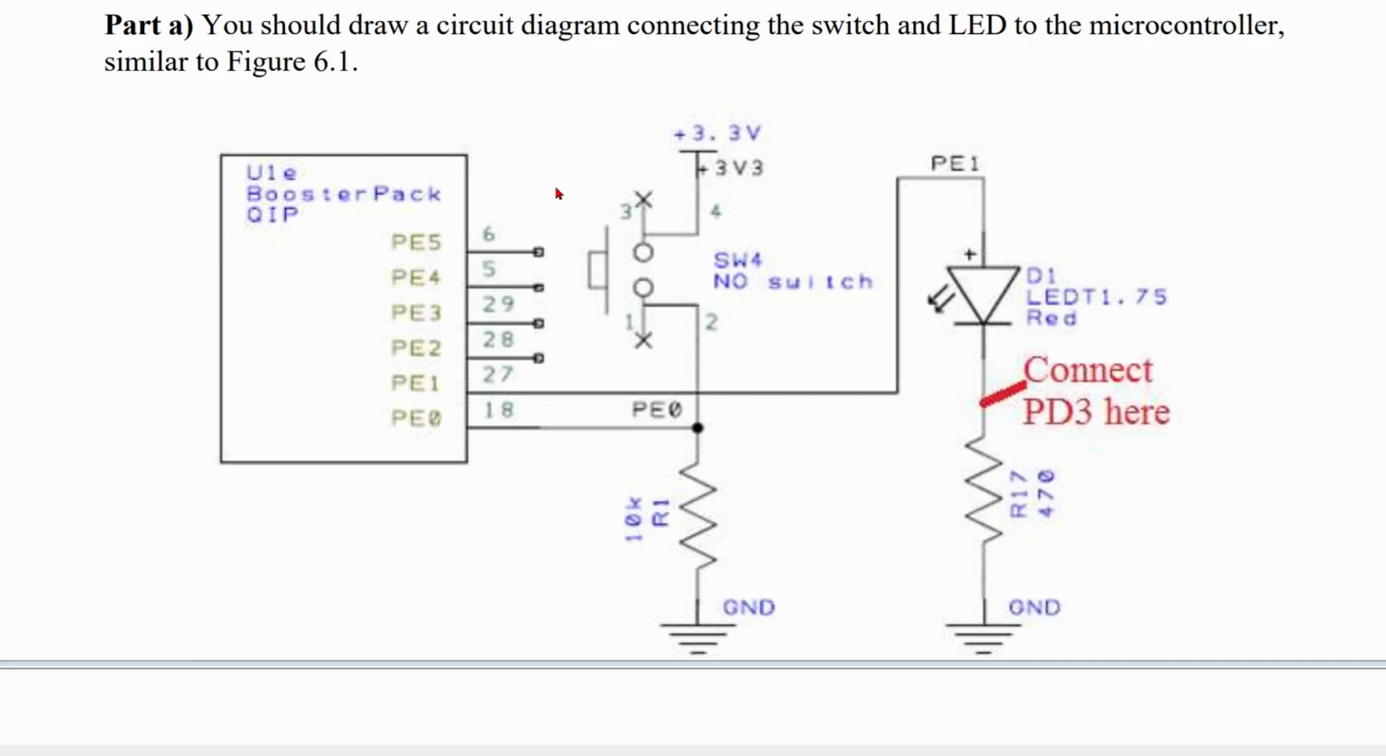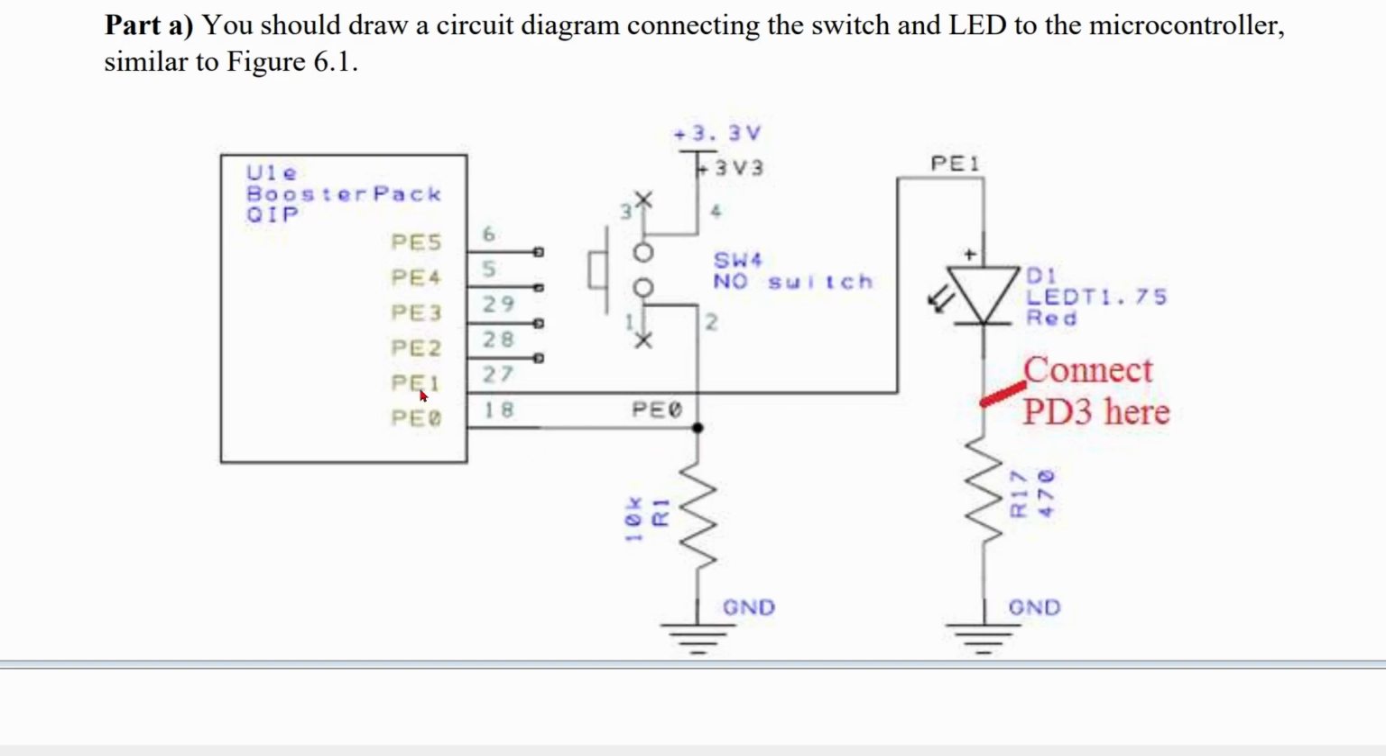We should draw a circuit diagram. It looks something like this. This is more for the real breadboard. We have a switch here. We have a power supply of 3.3 volts going into the switch. It goes into switch pin 4 or 3, and then comes out of 1 or 2. And then from here, it's going to go to our PE0.